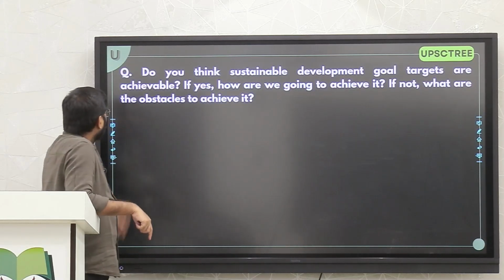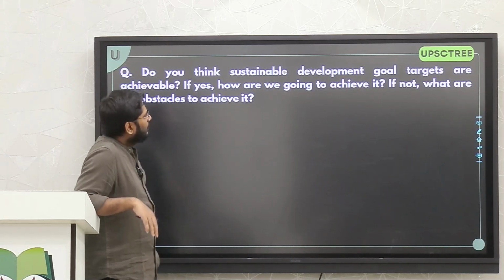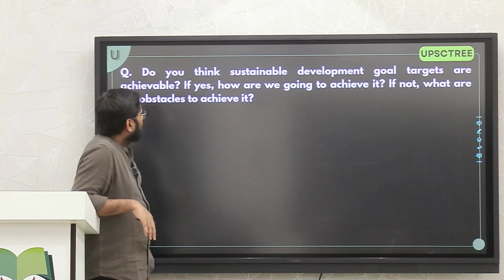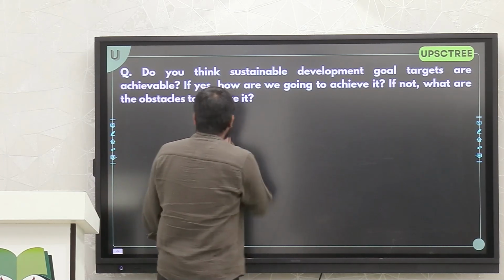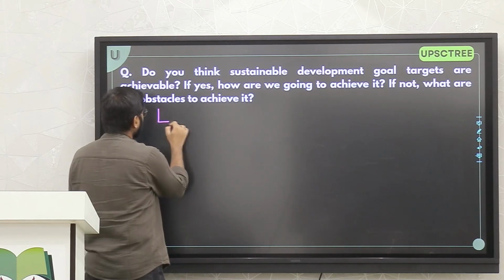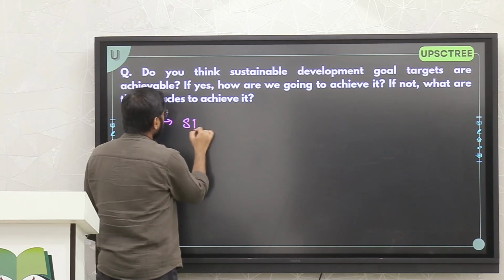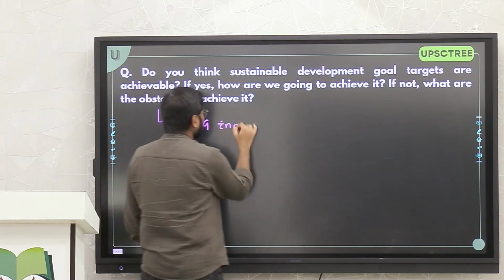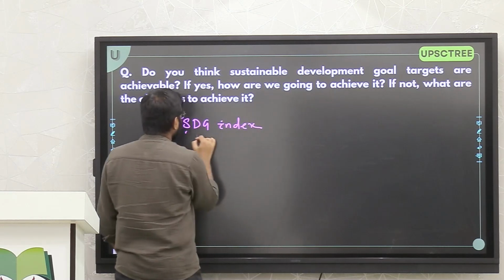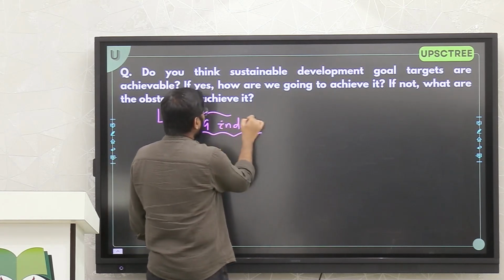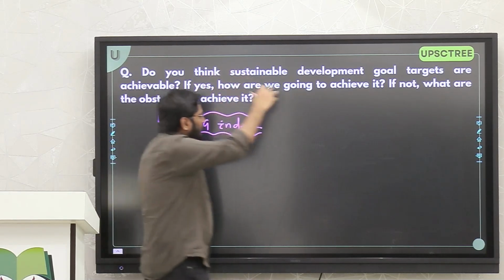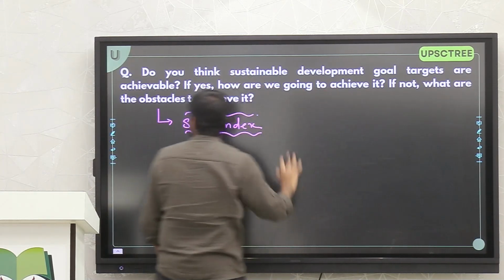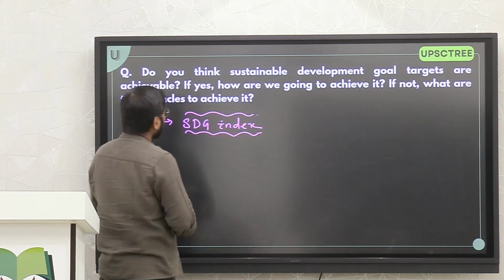Anyway, next question: do you think sustainable development goal targets are achievable? If yes, how are we going to achieve it? If not, what are the obstacles to achieve it? To write this question you must be aware of the SDG index. We can cook up an answer also. It's not that we cannot cook up an answer, but you should remember the major SDGs, at least 10 of them, then we should be able to answer it.